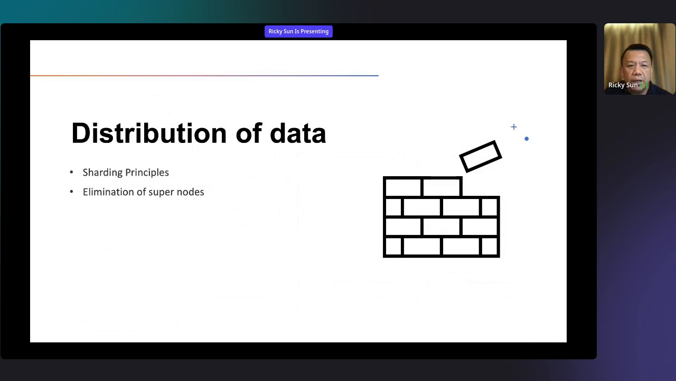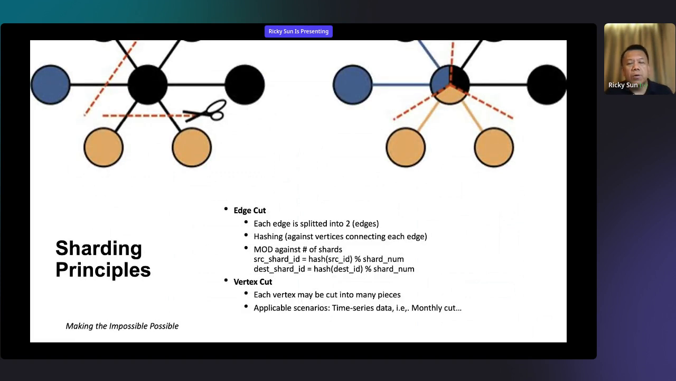So the distribution of data really follows principles like sharding principles and also elimination of supernodes. Supernodes can be quite a major hurdle in highly scalable systems, because once you run into supernodes, things tend to run so much slower, right? Okay, we understand the two most prominent sharding principles are edge cut and vertex cut. Different systems may prefer different kinds of setup. So let's talk about both.